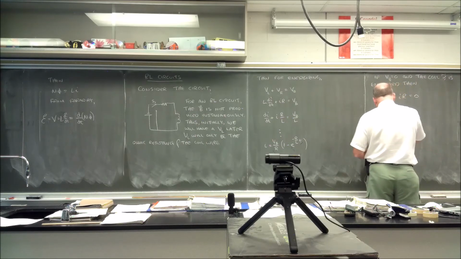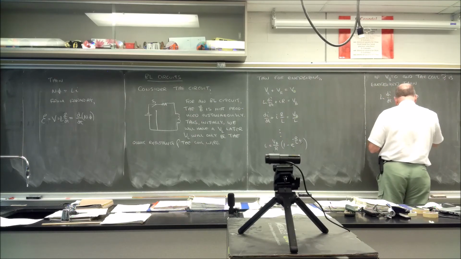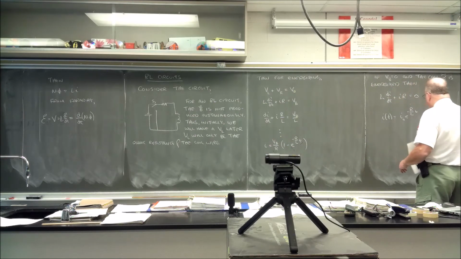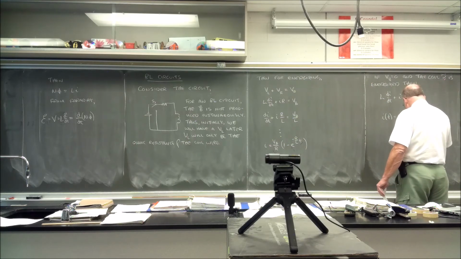When you're done, you get I of t is equal to I naught e to the minus R over L t. So as this increases, this gets smaller, and the current becomes just the ohmic current. Basically, this is the same as V over R, right?